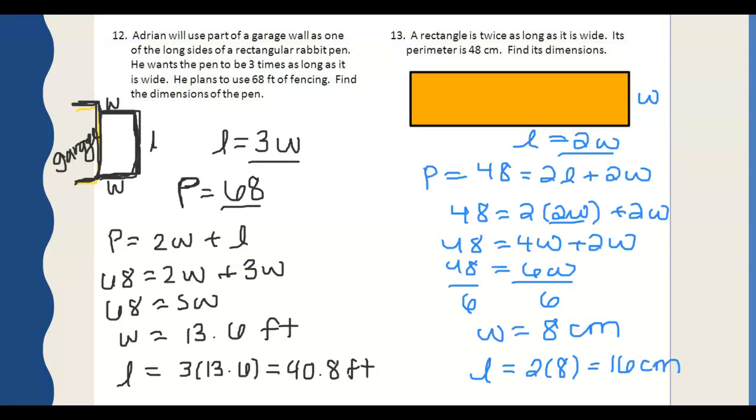Which two? Like number 12, you got a 2W. And then for this problem, you also got 2W. So, I got you. Perimeter is the sum of all the sides. So in this problem, you have a rectangle, which means there's a W here and a W here. So W and W gives 2W. And then there's a length here and a length here. So that's where the two lengths came from.